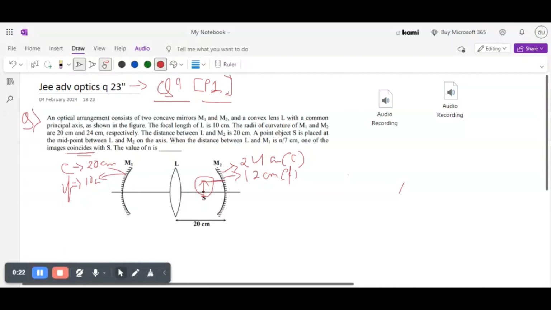We have to read the question first. There is an optical arrangement, right, of two concave mirrors M1 and M2 and a convex lens L, as you can see, with a common principal axis here, and the focal length of L is 10 centimeter. So the focal length of L is 10 centimeter.